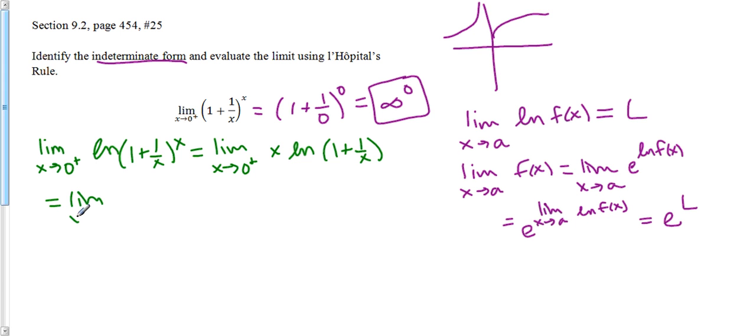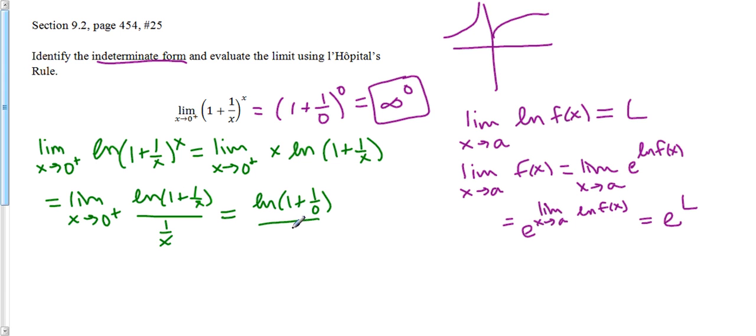So I'm still going to have my limit as x goes to 0 from the positive side, and I'm going to have the natural log of 1 plus 1 over x. But to move this x to the denominator, I make it 1 over x. And now I'm going to substitute in and see what I get. So I get the natural log of 1 plus 1 over 0 divided by 1 over 0.